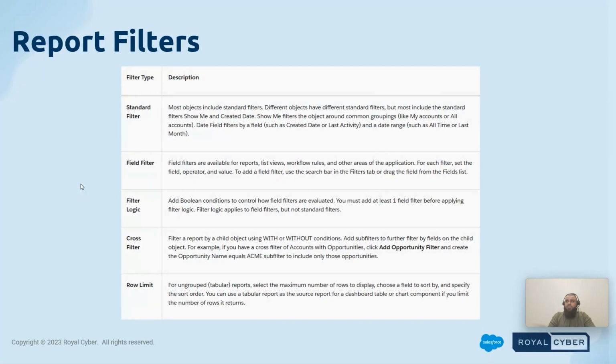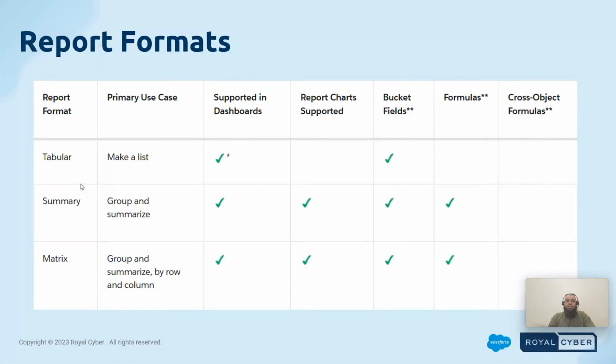Okay, let's talk about the report formats. There are three types of report formats given by Salesforce. The first one is summary reports, the second one is tabular reports, and the third one is matrix reports. Let's talk about the summary reports.